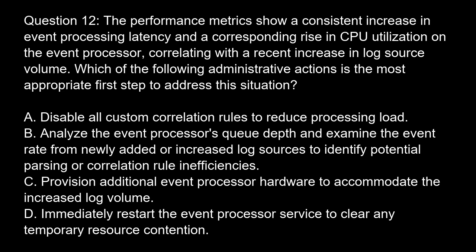Option A. Disable all custom correlation rules to reduce processing load. Option B. Analyze the event processor's queue depth and examine the event rate from newly added or increased log sources to identify potential parsing or correlation rule inefficiencies. Option C. Provision additional event processor hardware to accommodate the increased log volume. Option D. Immediately restart the event processor service to clear any temporary resource contention.